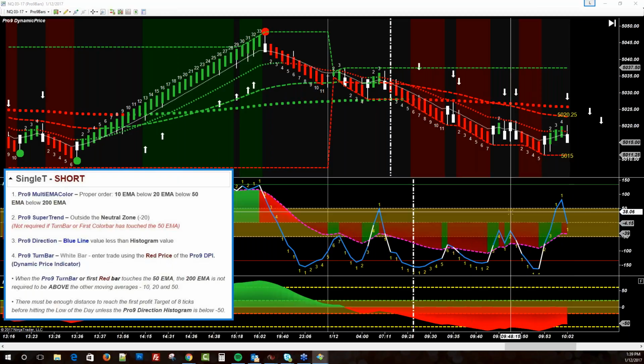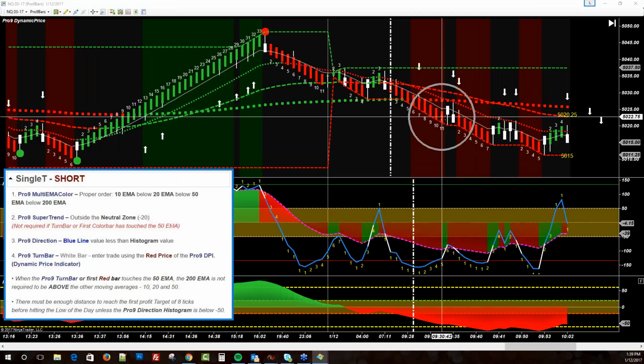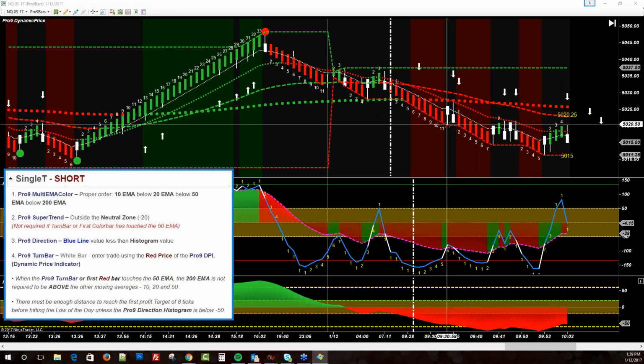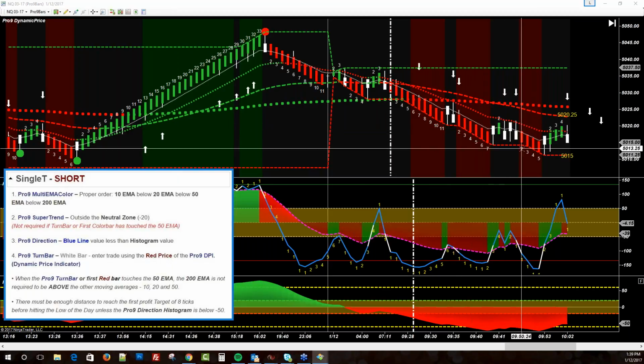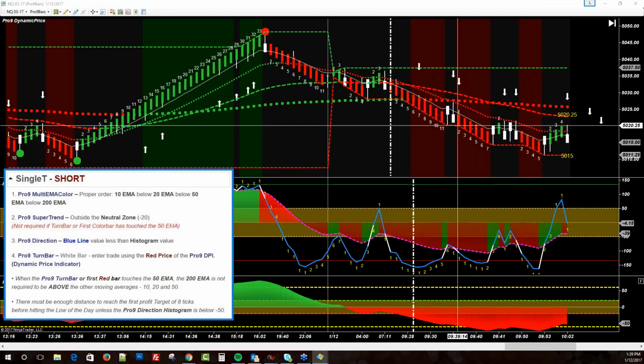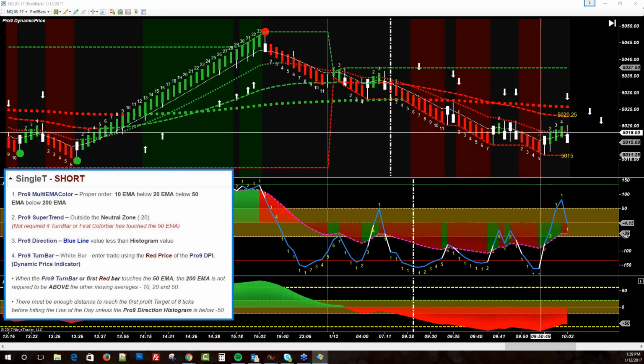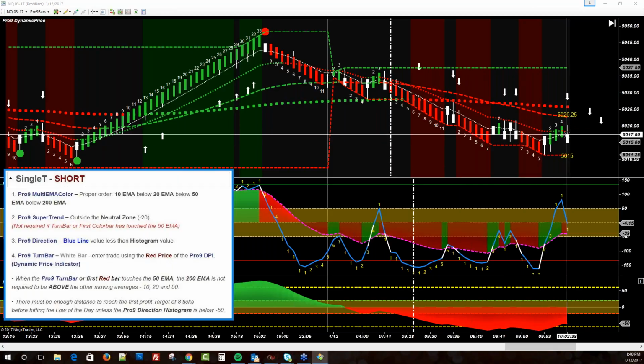Now, the major difference is a continuation will always appear in this configuration with a turn bar followed by another turn bar, or a turn bar, color bar, turn bar, as the reversal is so short that it can be thought of as a continuation of the previous run. And a single T will have multiple color bars in between the turn bars, indicating this is a fresh turn bar or single turn bar trade.